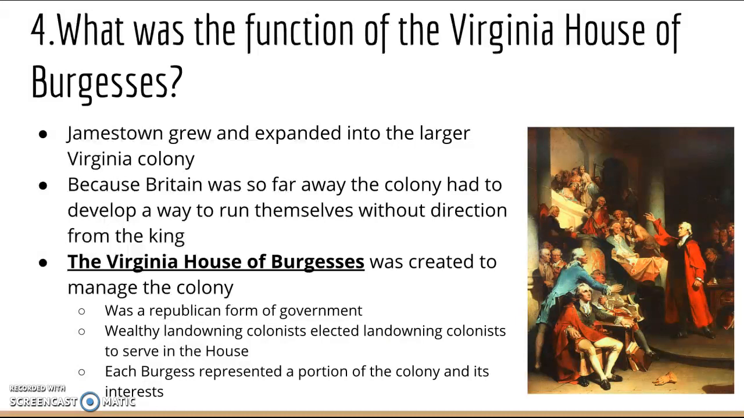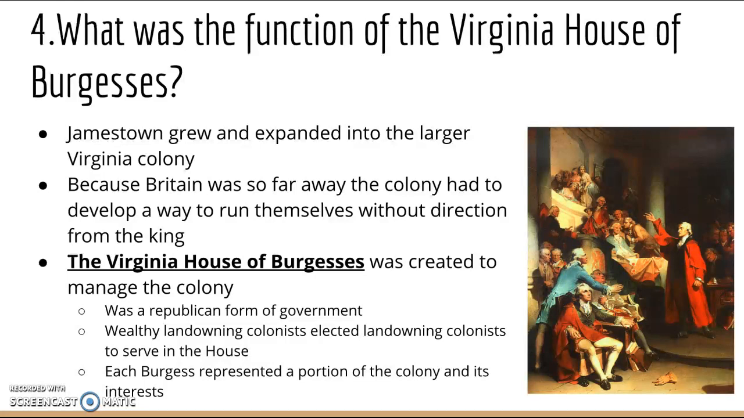Think of it as being very similar to how we have representatives today that represent different states in the United States. It's very similar to that. So you have burgesses that represent small portions of the Virginia colony, and so they help to make decisions based upon what the people that elected them into office would want them to do. So it's a Republican or a representative form of government that's run by these wealthy landowning colonists.